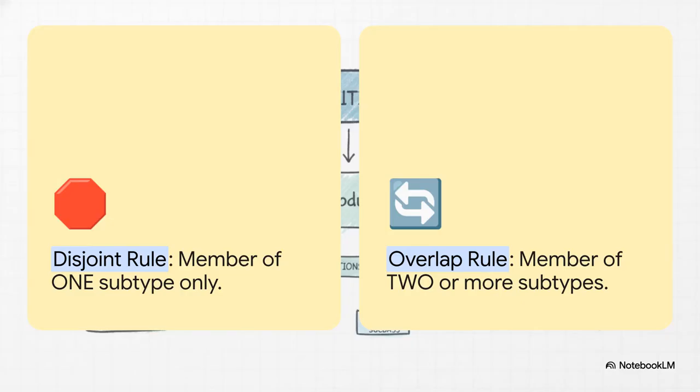So the crucial point here is understanding membership, specifically the difference between the disjoint rule and the overlap rule. Under the disjoint rule, an entity can only be a member of one single subtype. It's strict separation, no mingling allowed whatsoever. But under the overlap rule, an entity instance gets to play the field. It can simultaneously be a member of two or more subtypes at the exact same time.